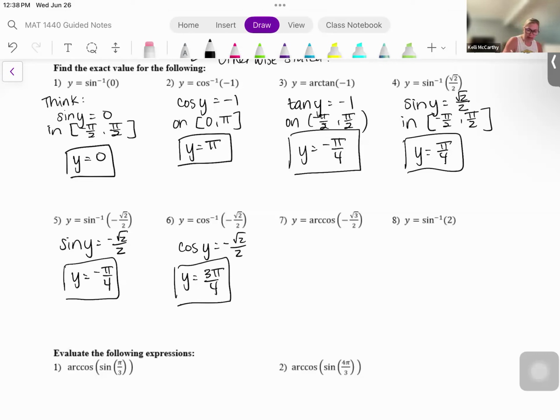Y equals arc cosine of negative square root of 3 over 2. So cosine of y is equal to negative square root of 3 over 2. Again, y is on the interval from 0 to pi.